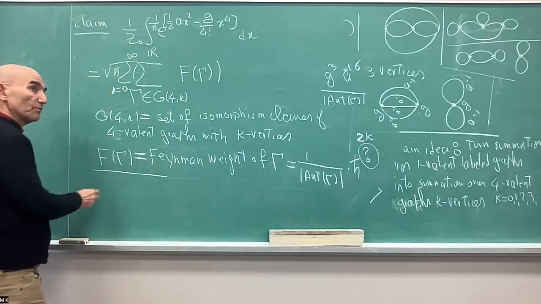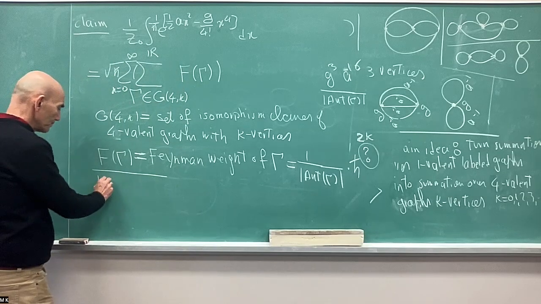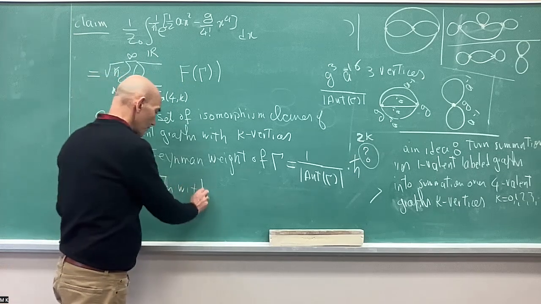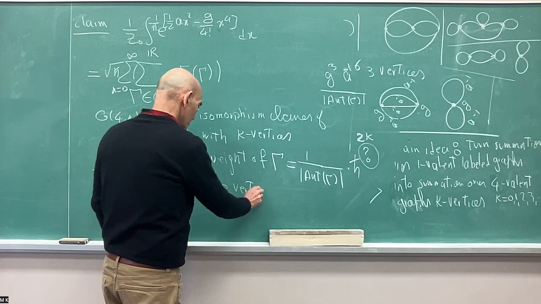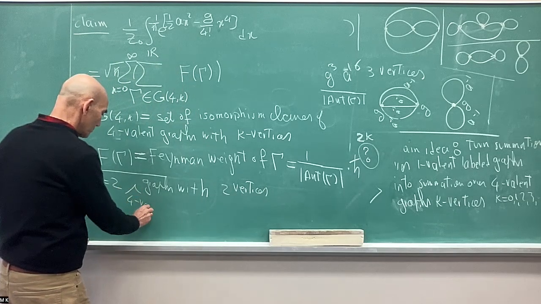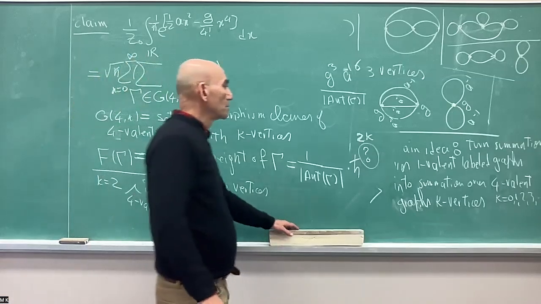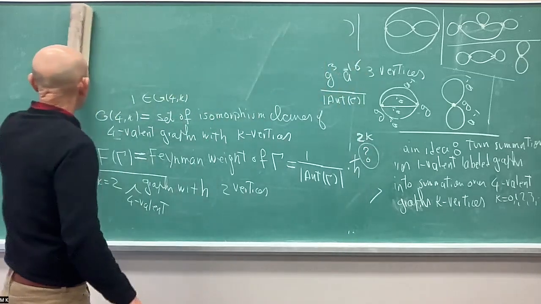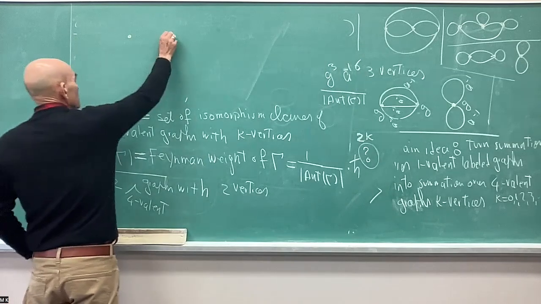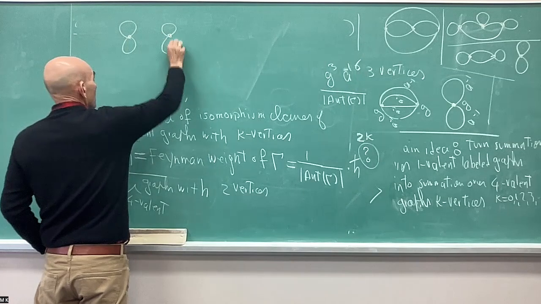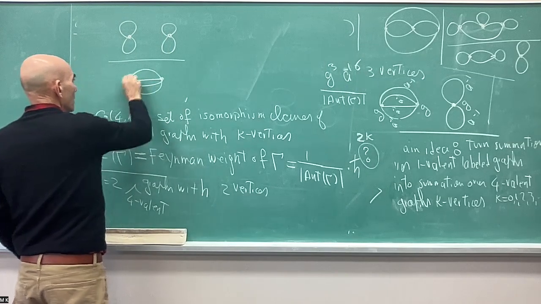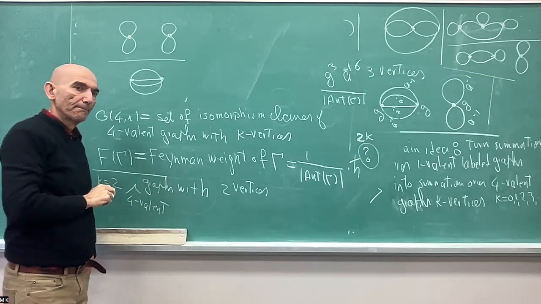The simplest case, for example, let's look at one simple case. Imagine k is equal to 2. So this would be four-valent graphs with 2 vertices. What are they? Let's draw some of them. Obviously we always have this one, that's one case, and then we can have the theta graph.